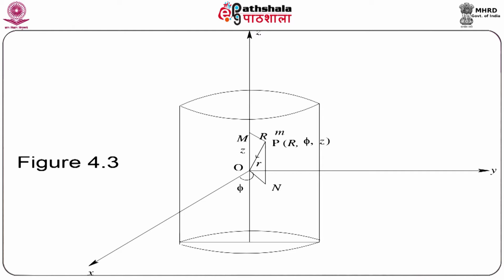Sketch of the problem has been shown in figure 4.3. You can get the relation between small r and capital R from this figure. P is the position of the particle of mass small m. The positional coordinates of P are capital R, phi and z.